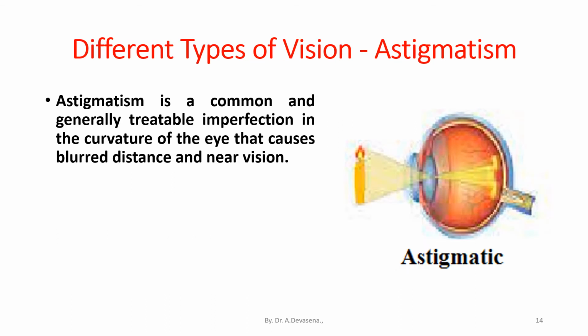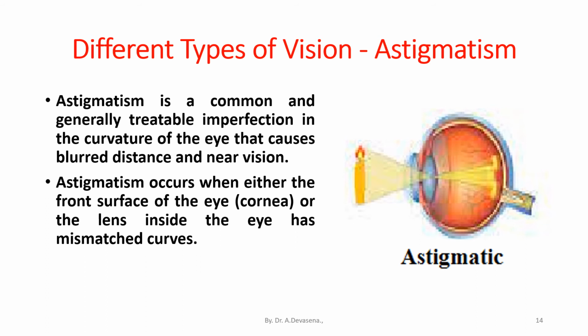Astigmatism. Astigmatism is a common and generally treatable imperfection in the curvature of the eye that causes blurred distance and near vision. Astigmatism occurs when either the front surface of the eye, that is the cornea, or the lens inside the eye has mismatched curves. The astigmatic figure is indicated in this diagram.